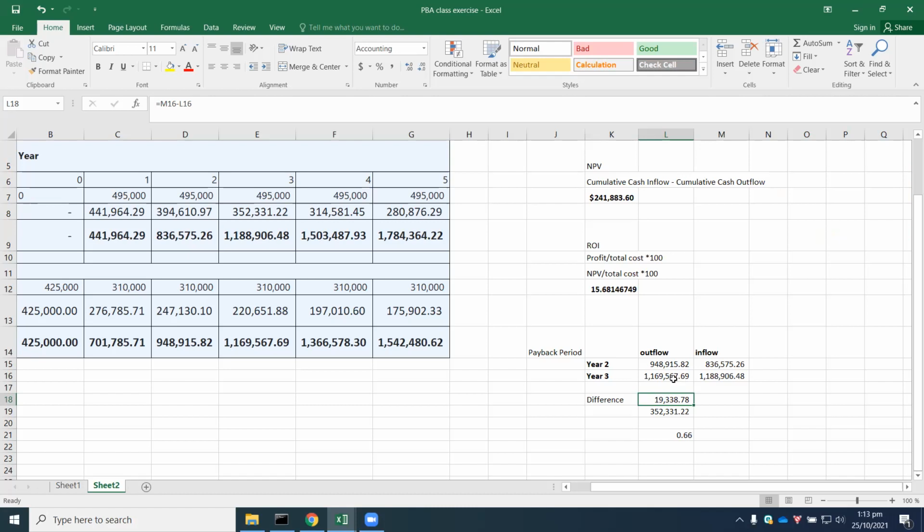No, it's not correct. Okay, you're true in terms that it is not correct. So what do you compare with? Year 3 with year 2. Year 3 inflows with year 2 outflow? Yes, that is correct. Okay.